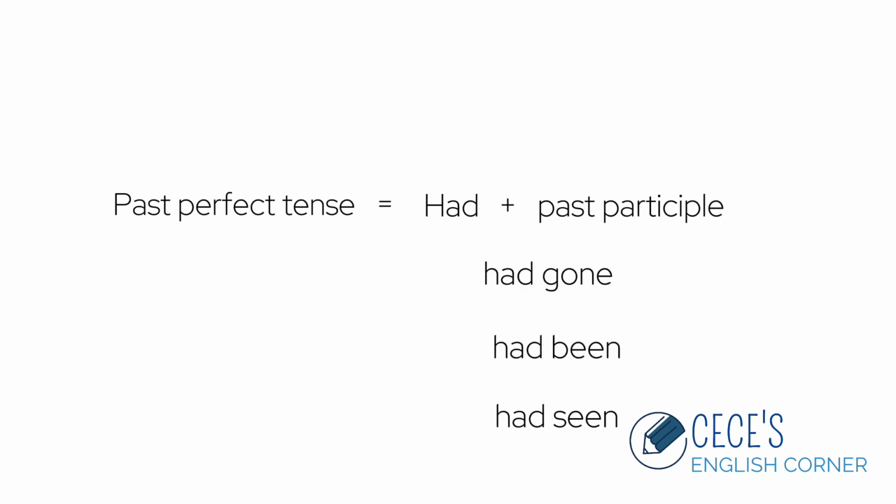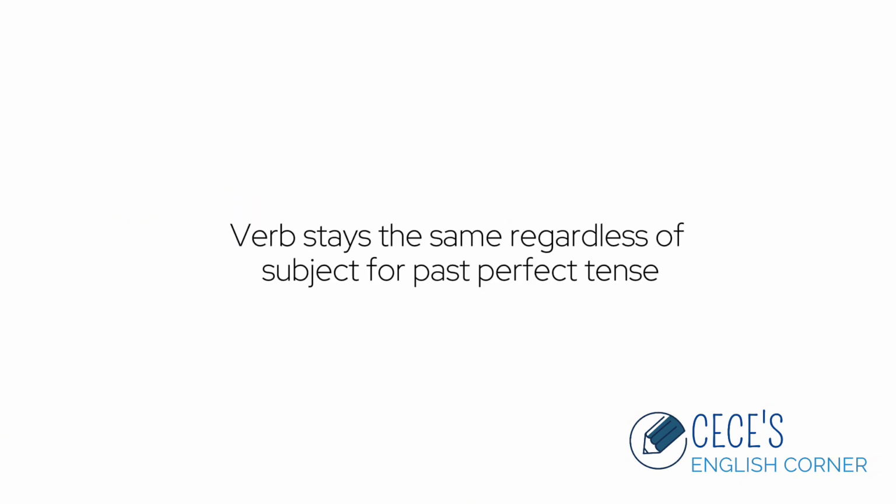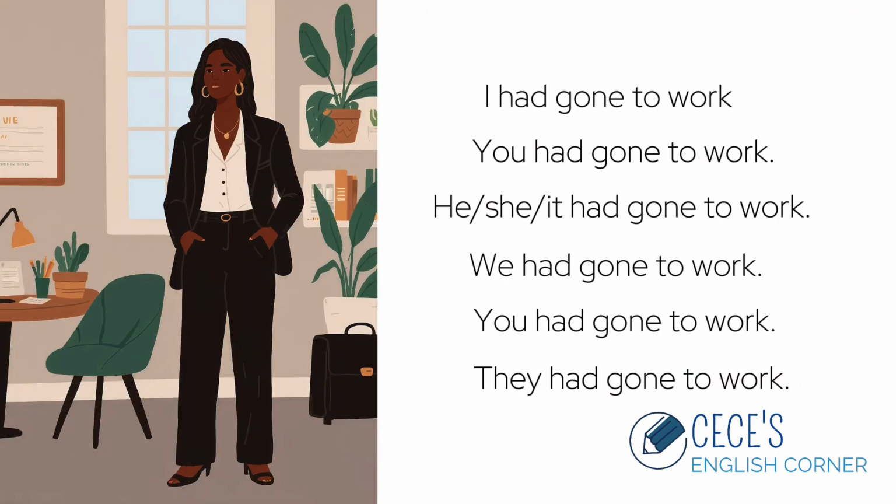One thing to mention about the past perfect tense and the past simple tense is that the verb stays the same regardless of the subject. In other words, we don't change the verb based on the subject as we do for the present simple tense, for example. So, let's go through an example. I had gone to work. You had gone to work. He, she, it had gone to work. We had gone to work. You had gone to work. They had gone to work. Notice the had gone remains the same for all subjects.